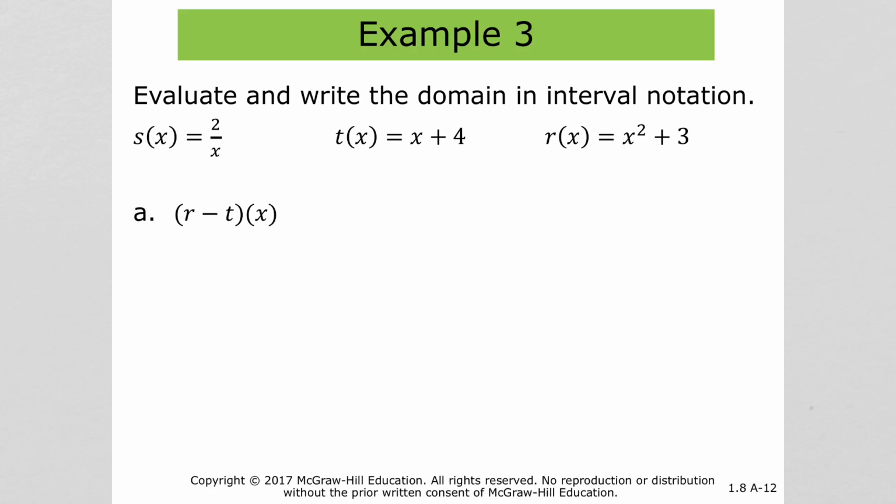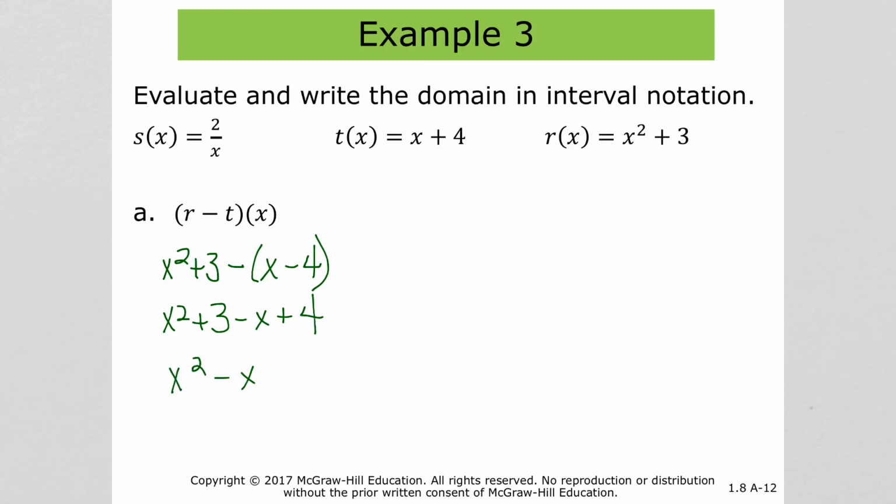So r minus t of x. That would be r of x minus t of x. Notice how I put t of x in parentheses because we have to distribute. So we've got x squared minus x. Oh, I've done something wrong here. I thought it was supposed to be plus 4. Minus 1.